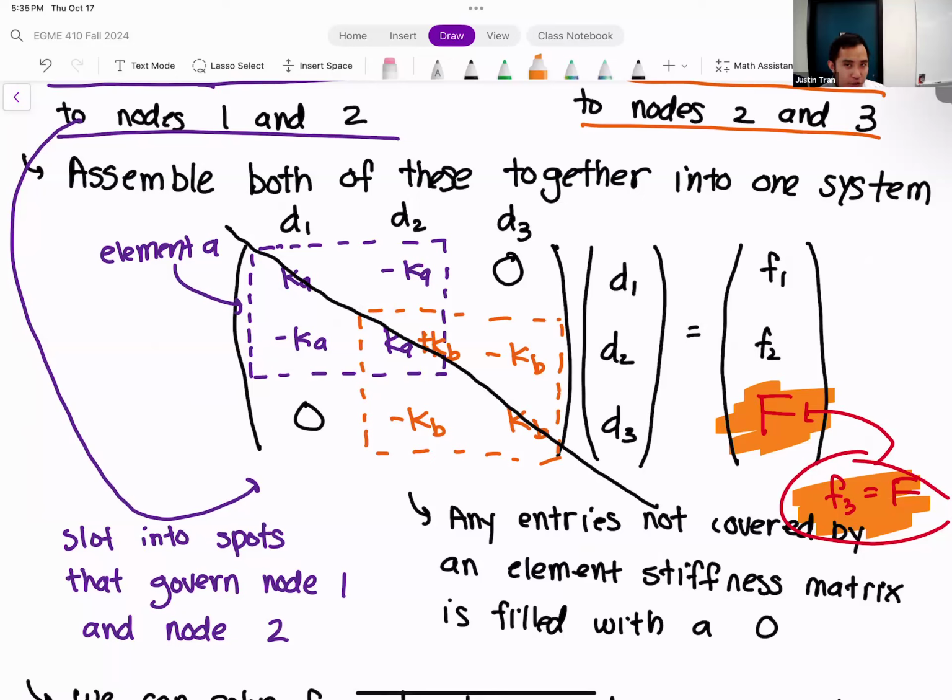So load type boundary conditions are pretty straightforward. Basically we just take whatever value of the force and we just plug it into the appropriate spot on the right-hand side forcing vector. So that's where we left off. That was a little bit fast, but that was all just a recap from Tuesday. Any questions on the process up to this point? Okay, all right, so let's go ahead and keep going.